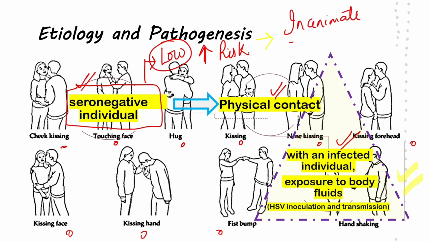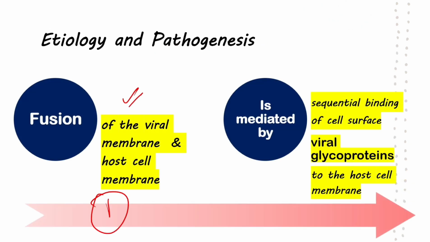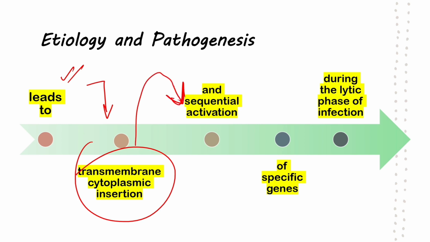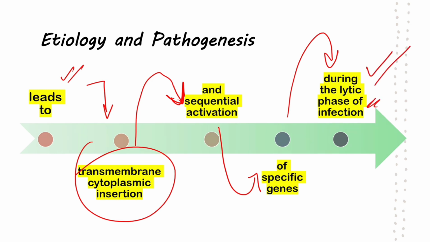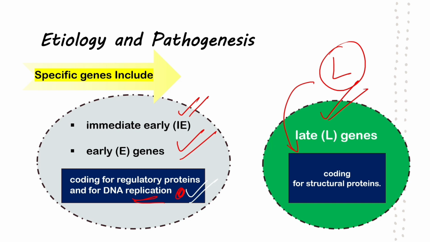Normally, the fusion of the viral membrane with the host cell membrane is facilitated by the sequential binding of viral glycoproteins onto the surface of the host cell membrane. This process results in insertion of viral genetic material into the host cell cytoplasm, and due to this there will be activation of specific genes during the lytic phase of infection. These activated genes include immediate early genes and early genes, represented by IE and E, which code for regulatory proteins and proteins involved in DNA replication. The late genes, or L genes, are those genes which encode structural proteins.